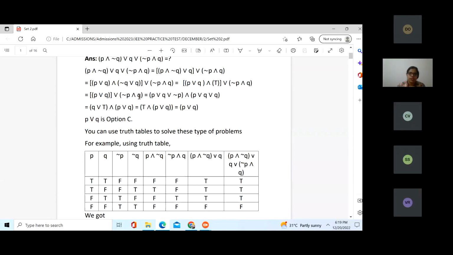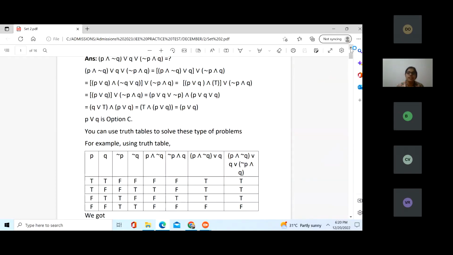Now we can write this as P or Q or negation P and P or Q or Q. So we have this term as T. So it will be Q or T and P or Q. So what is the answer? The answer is P or Q. This is the first, easy method in which you can solve the problem. Whatever is there in the question, you need to understand how you're going to change or simplify the terms in such a way that you will be able to reach the answer.